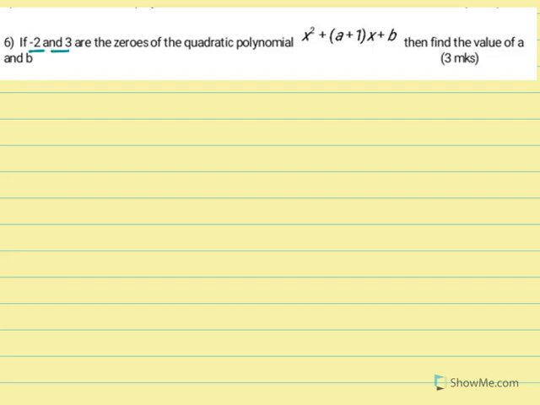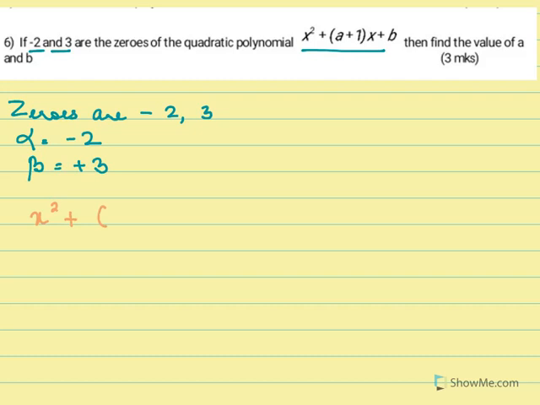If minus 2 and 3 are the zeros of the quadratic, find the value of a and b. So here they said the zeros are minus 2 and 3, which means alpha equal to minus 2, beta equal to plus 3. Now the quadratic is given to us as x square, a plus 1x plus b. So the coefficient of x square is 1, the coefficient of x is a plus 1, and c, the constant, is b.